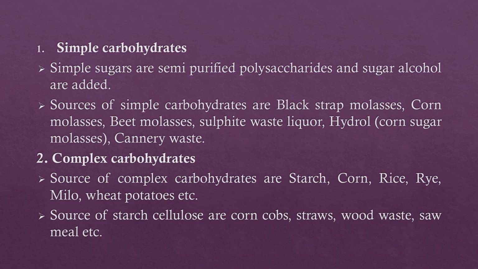Next, we'll see about simple carbohydrates and complex carbohydrates. Simple sugars or semi-purified polysaccharides and sugar alcohols are added. Sources of simple carbohydrates are blackstrap molasses, corn molasses, beet molasses, sulfite-based liquor, hydrol, cannery waste. And complex carbohydrates, which are the source of starch, are corn, rice, rye, millet, wheat, potatoes, etc. Sources of cellulose are corn cobs, straws, wood waste, sawmill waste, etc.